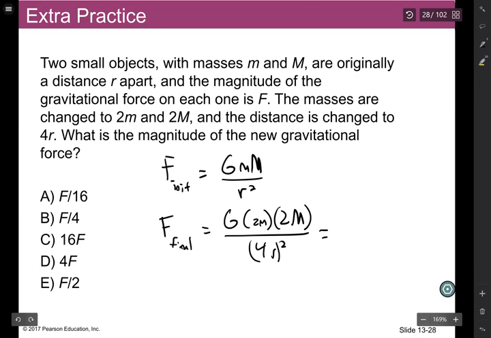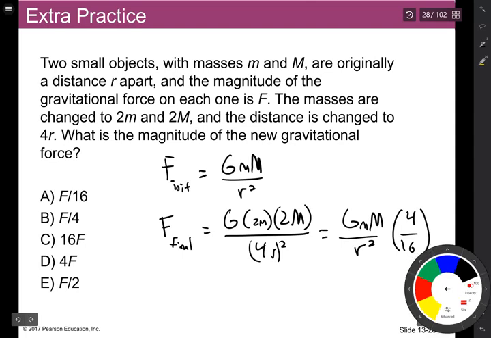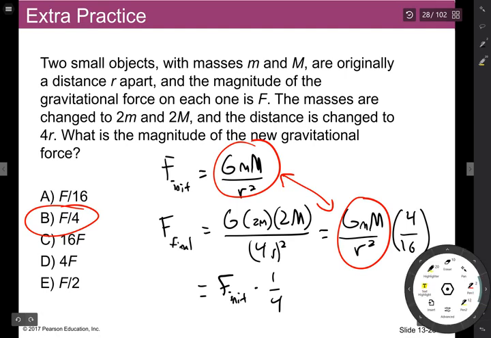And so we just need to simplify this down. G stays the same, little m stays the same, big M stays the same, r squared stays the same. And we're left with 4, 2 times 2, over 4 squared, 16. But now we can do some nice simplification, right? This and this are the same, right? So this is just F initial times 4/16, which is 1/4. And so that means we should get F over 4.